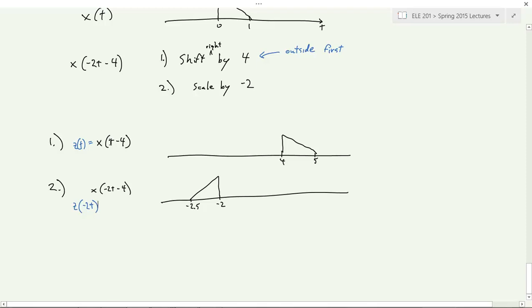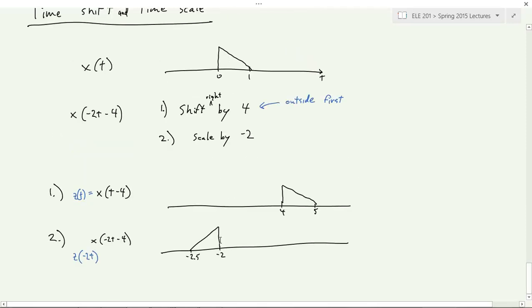Another way to check yourself is just plug in some values of t. We think that this is right. Well, what if we let t equal -2? We're going to get 4 minus 4, 0. We should get x of 0, and we do. This corresponds to t equals 0 in our original signal. Let's plug in -2.5. Plug that in here, we get x of 1, and yes, those two points correspond. So we've done it correctly. If you've done it incorrectly, you'll see easily by plugging in a few values of t that you've done it wrong.